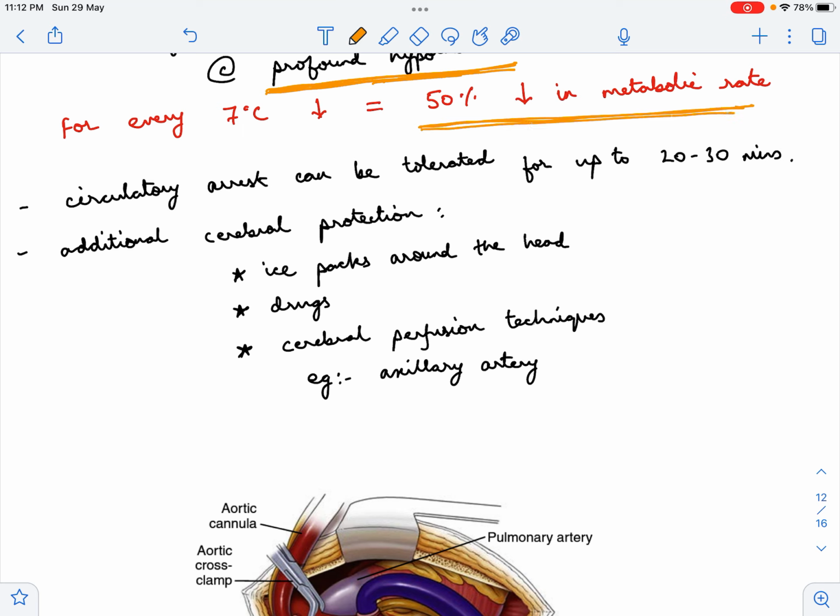So whatever is my normal temperature right now, it is around 36 to 37. That is your normal body temperature. So when you decrease it to say 30 degrees, so there is a 7 degree Celsius decrease, your metabolic rate will decrease by 50%.